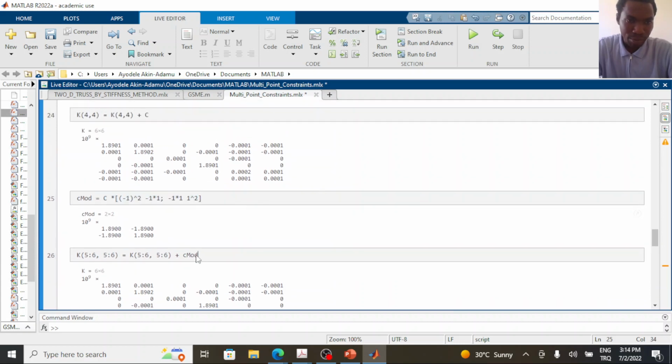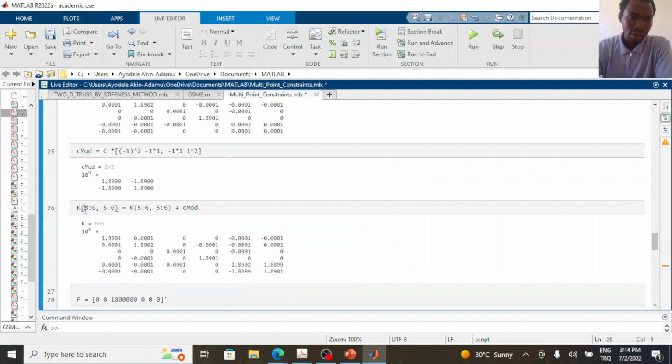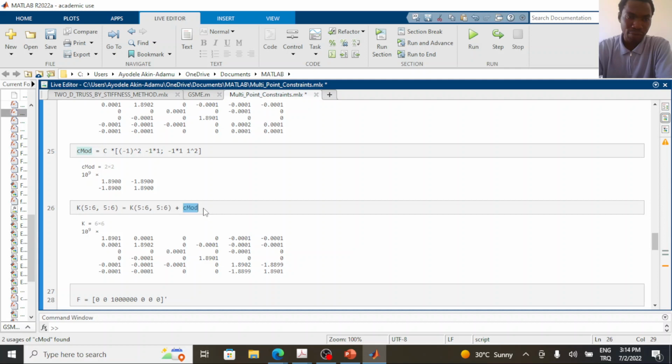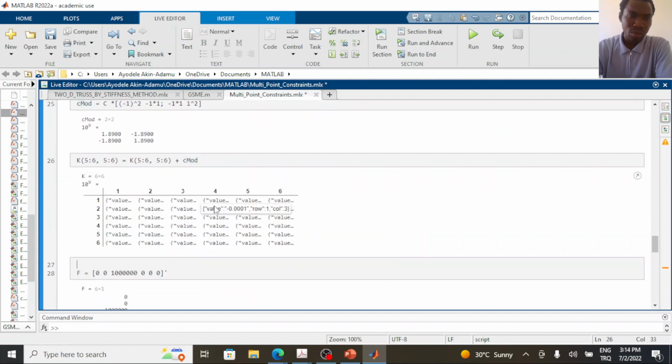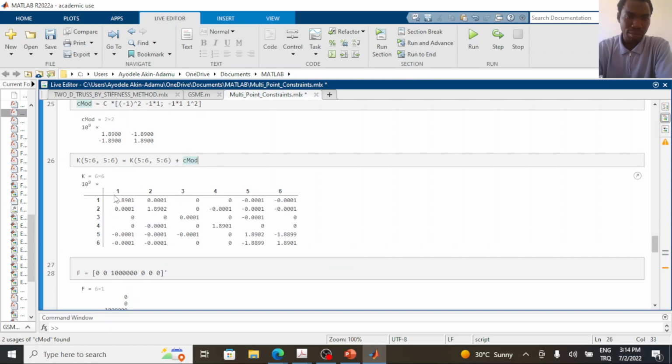So I'm going to add mod C, that's the modification for the roller support. I'll add it to the global stiffness matrix at position 5 and 6. So that we have 5, 6 here, 5, 6. What is on the right hand side? What's on the left hand side is also written on the right hand side, plus the modified matrix. So this is written and run, and we get this matrix.